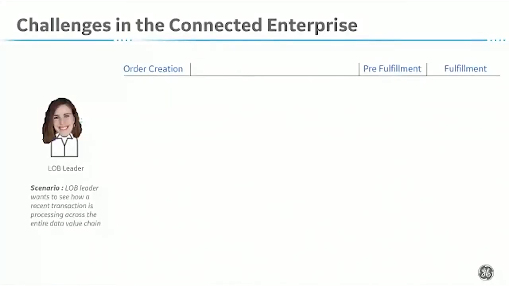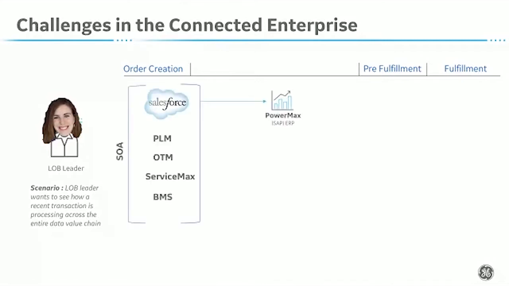We're going to do a little exercise. I'd like to introduce you to another citizen developer who's very intelligent looking. Her name is Leah, and she's a line of business leader. And she wants to see how a recent transaction is processing across her data value chain. So Leah goes through order creation, and already she's got a ton of different data sources that she's dealing with. She's got her Salesforce, her field service management, her manufacturing software, transportation, product lifecycle management.